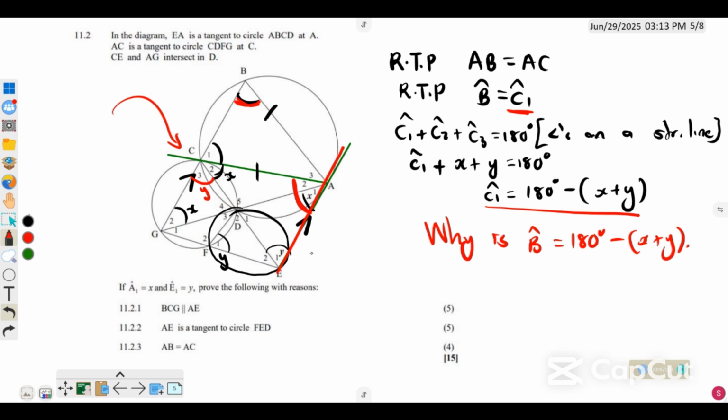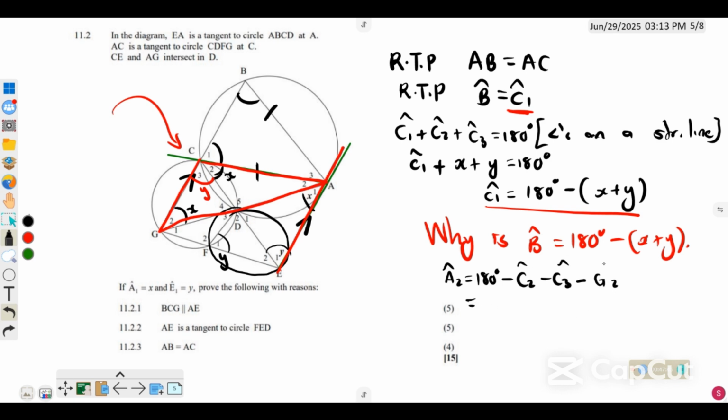Of course, it's easier to find A2, because if I focus on this triangle, which has more information, triangle CGA, you can see you have those two angles there, which are Y and X. You have G2, which is X. You can find A2. So angle A2 will be equal to 180 degrees minus all those angles: 180 minus C2 minus C3 minus G2.